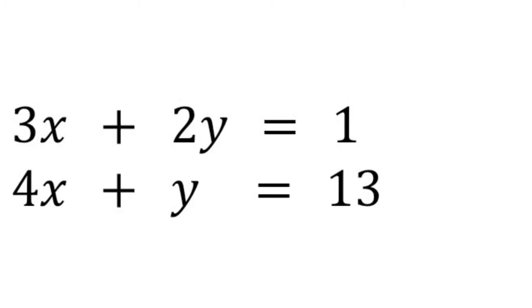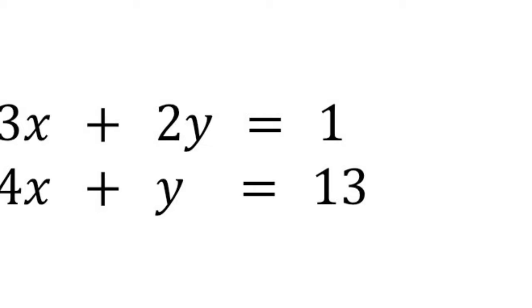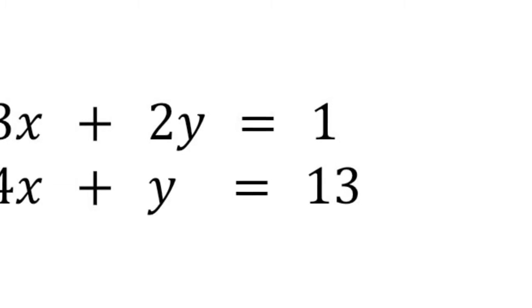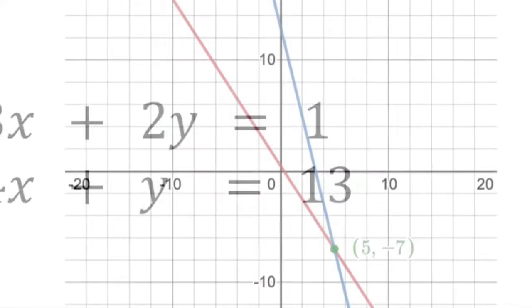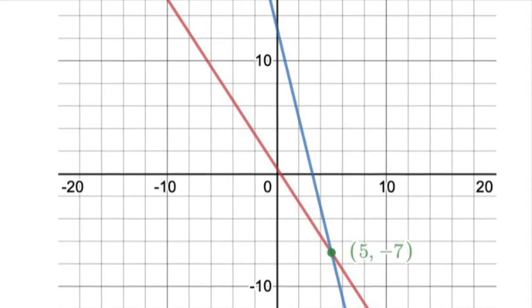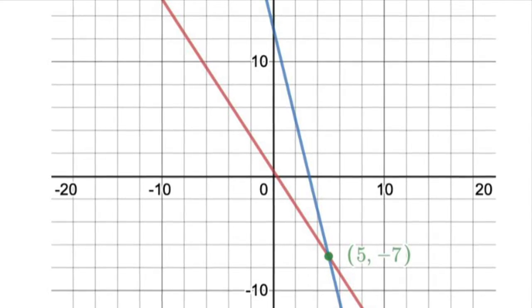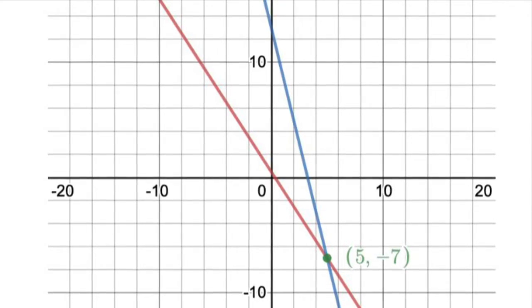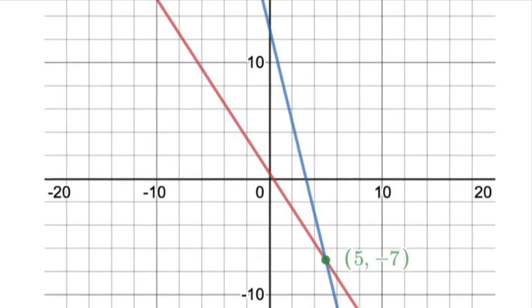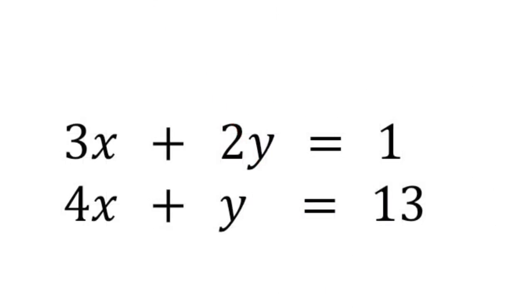But before we head to the algebra, I just want to graph those two equations in Desmos because I want to figure out what the answer should be. So when I graph those two equations, I have got the red line, I've got the blue line, and I see that those two lines touch at (5, -7). So the x should be 5 and the y should be -7. So when we're doing our elimination with these two equations, we want to keep in mind that that's the answer that we want to reach for.